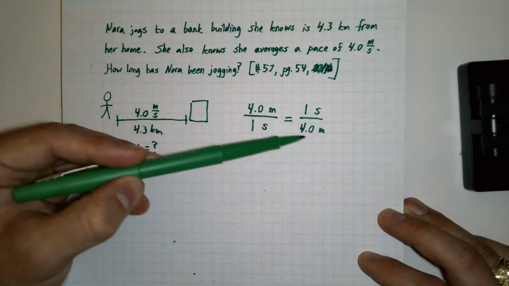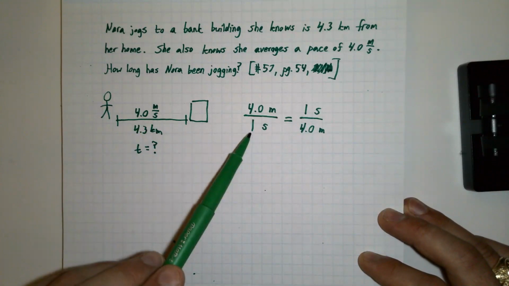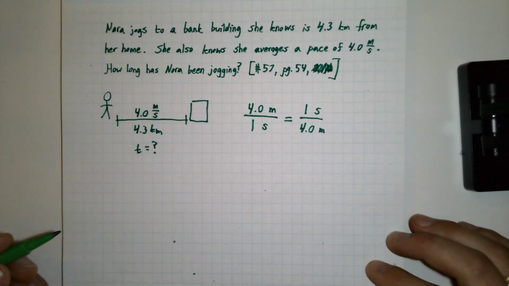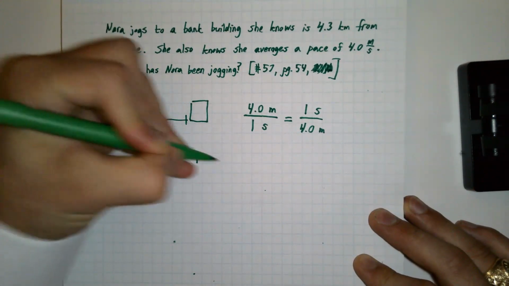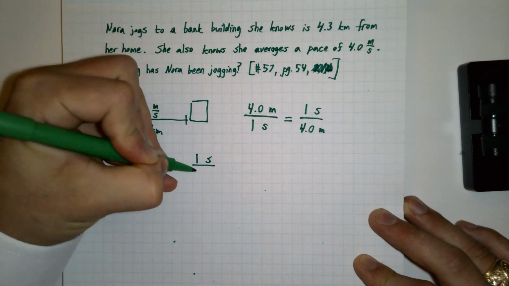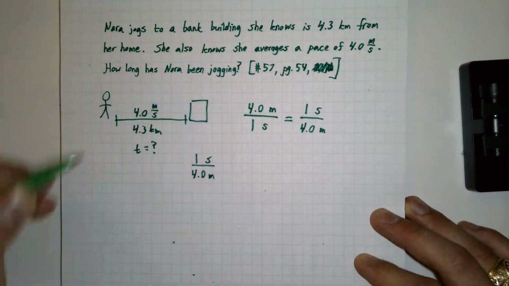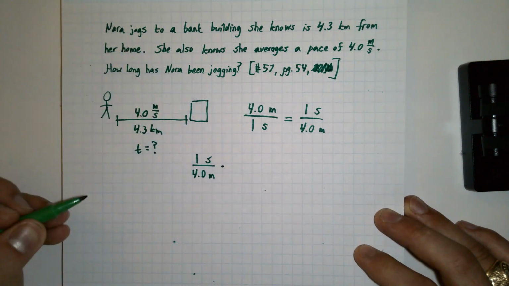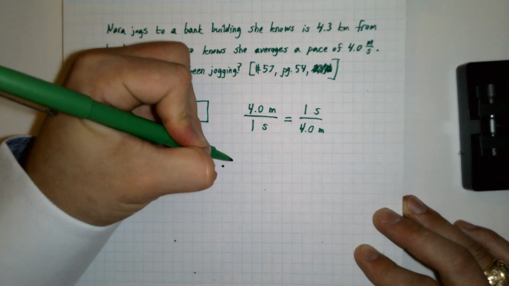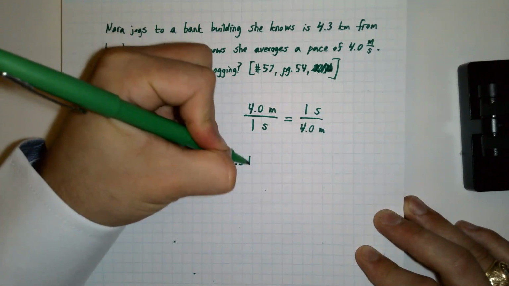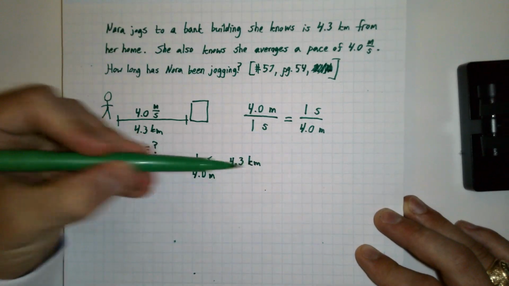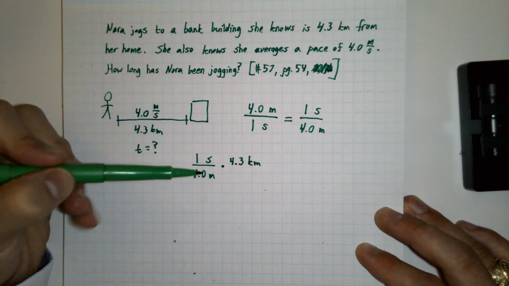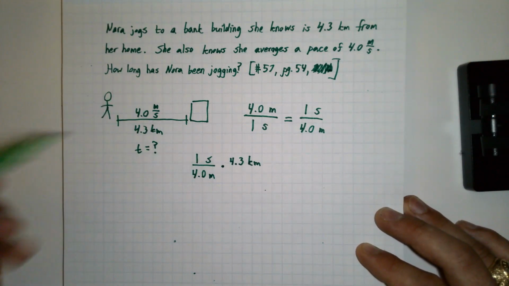This way of representing her speed, a little differently here, is going to be helpful for us, because if we represent it this way as 1 second for every 4.0 meters, then we can say, well, I know she traveled a total distance of 4.3 kilometers. Notice I have a distance over a distance, so these two units will be able to cancel, and I'll end up with only seconds, or time, which is what I want.